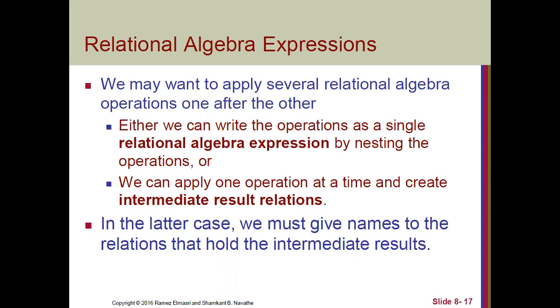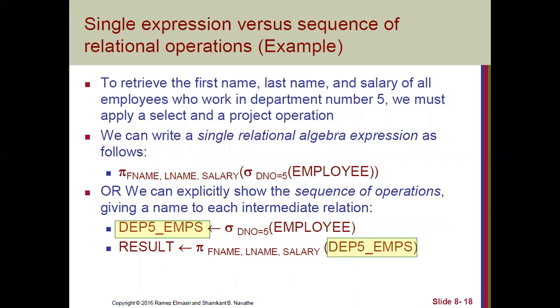We may want to apply several relational algebraic operations one after the other. Now remember, when we talk about a relational algebraic expression, it means that we can apply those operators combined together. So when we apply those operators combined together, it forms a relational algebraic expression. Or we can apply one operation at a time and create intermediate result relations. So it is up to us. Either we can do it at once or we can do it in steps. If we apply one operator, we get a result. We apply the other one, we get another result, and until we apply the last operator, we have the final result. So it's up to us how we break those relations.